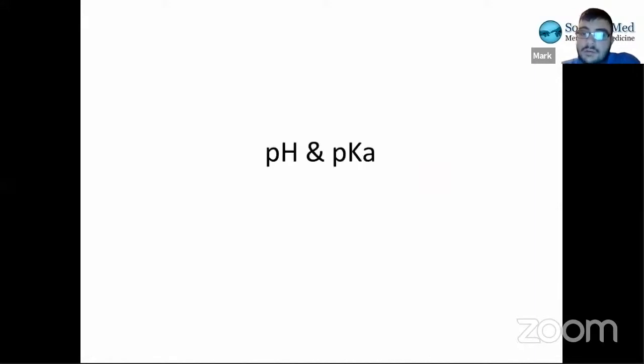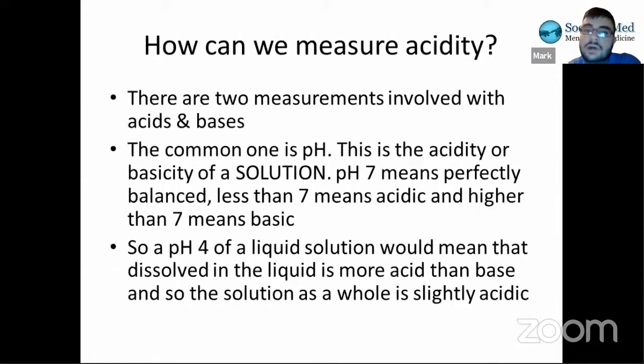Okay, next we want to talk about pH and pKa, which are two of probably the most important values in all of acids and bases. So how can we measure acidity? Well, there are two measurements involved with acids and bases. The common one is pH. This is the acidity or basicity of a solution, right?